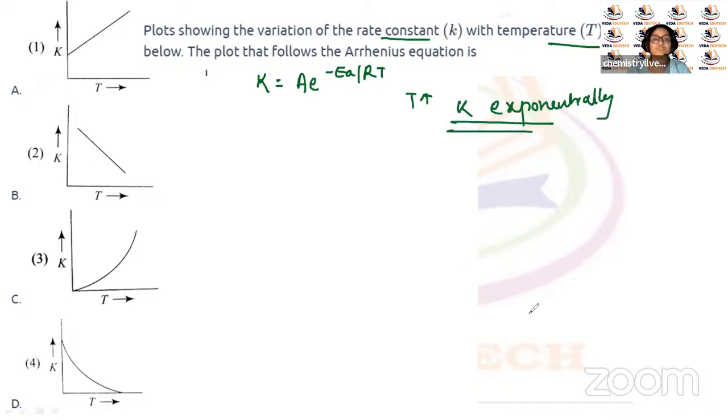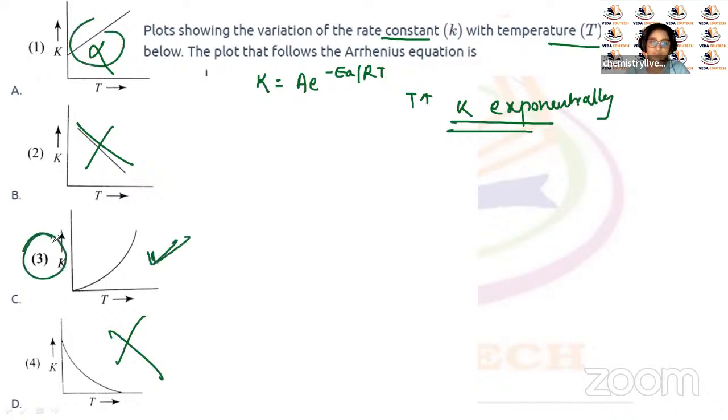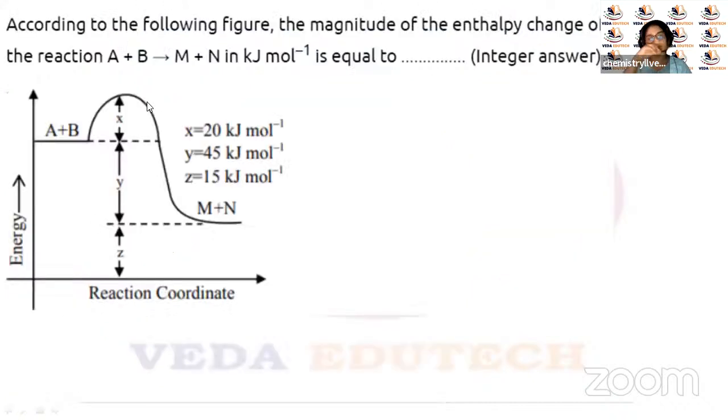So which one is going to be the answer, children? Obviously this is not going to be, because it is decreasing. So out of these two, but it is telling exponentially. So exponentially means this is going to be your answer. So option number 3 is going to be your answer. Yes, so now here you can see with the equation that when T increases, K is also going to increase, but exponentially. Okay, moving on to the next question.